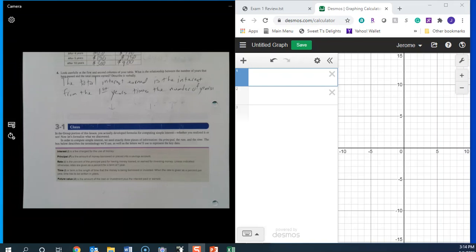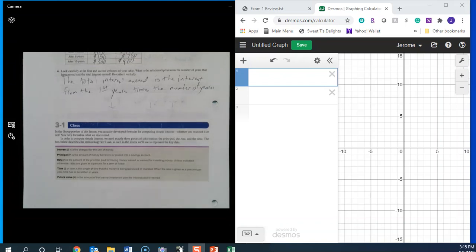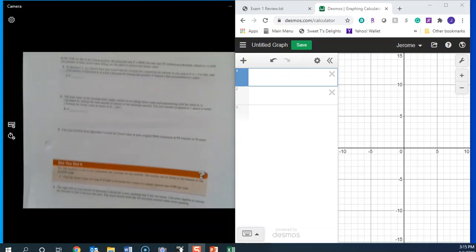The time, or term, is the length of time that the money is being borrowed or invested. When the rate is given as a percent per year, time has to be written in years. And then future value is the letter A. This is the amount of the loan or investment plus the interest paid or earned. Okay, so now we move on to page 208, because we're going to put some of this into practice.